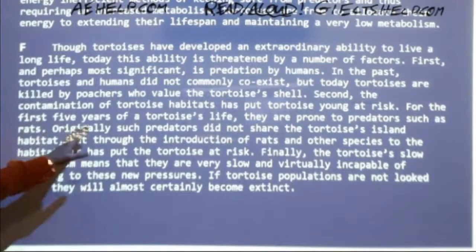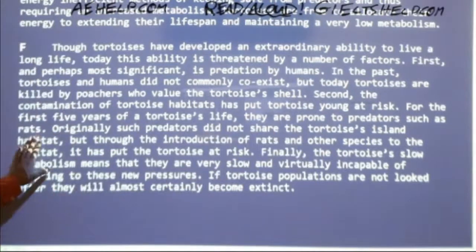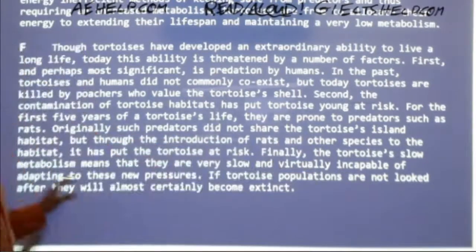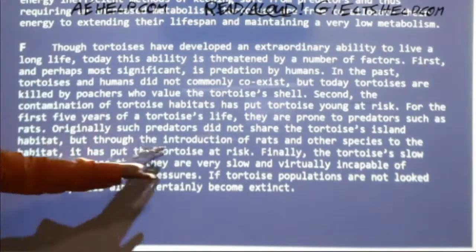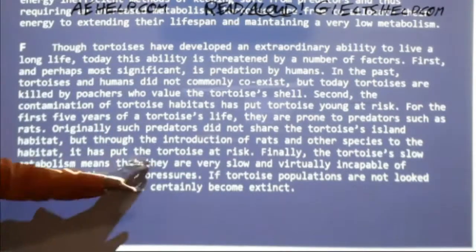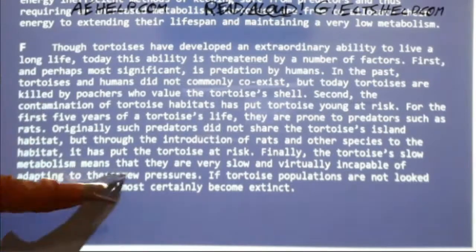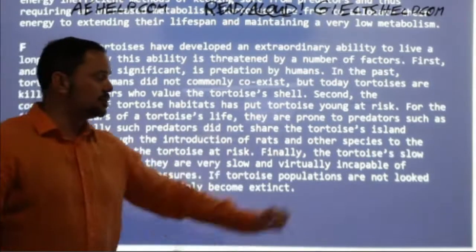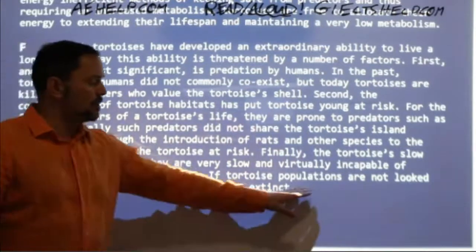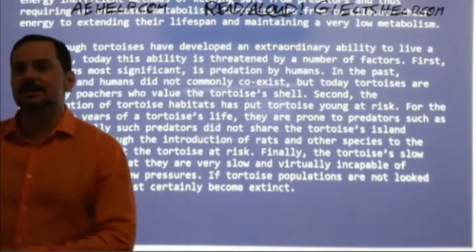For the first 5 years of a tortoise's life, they are prone to predators such as rats. Originally, such predators did not share the tortoise's island habitat, but through the introduction of rats and other species to the habitat, it has put the tortoise at risk. Finally, the tortoise's slow metabolism means that they are very slow and virtually incapable of adapting to these new pressures. If tortoise populations are not looked after, they will almost certainly become extinct.